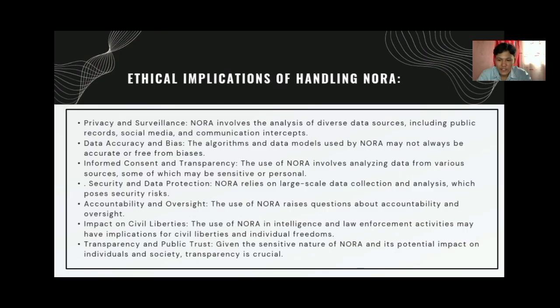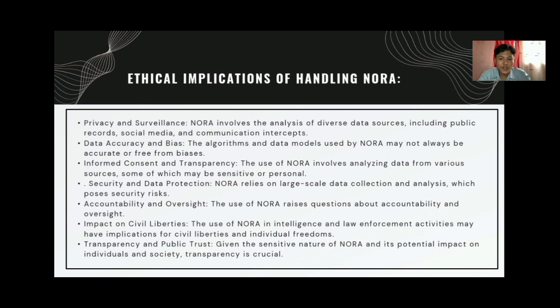Now, let's turn our attention to ethical implications associated with NORA. Whenever we discuss the use of such powerful technologies, it is crucial to consider the ethical considerations that arise. Let's explore some of the key ethical considerations associated with NORA. Firstly, privacy and surveillance raise significant concerns. NORA analyzes diverse data sources, including personal information obtained from public records, social media, and communication intercepts. This raises valid concerns about privacy and surveillance.